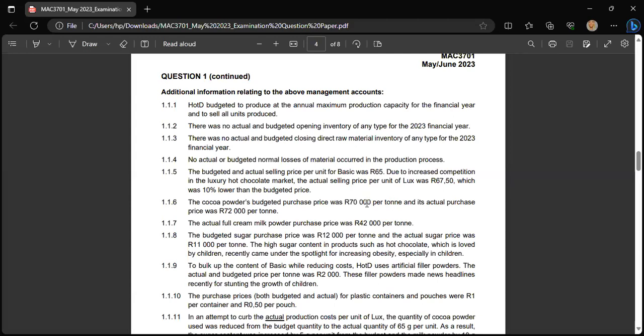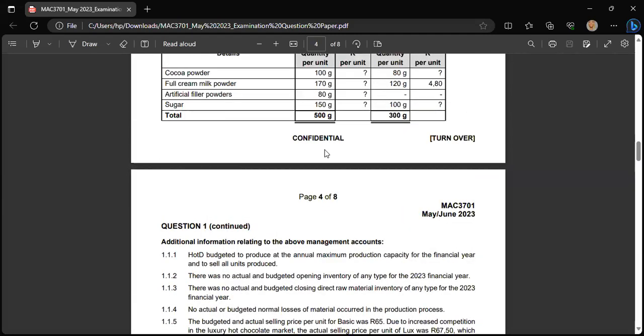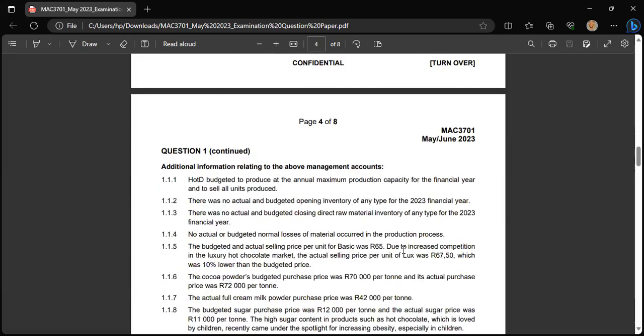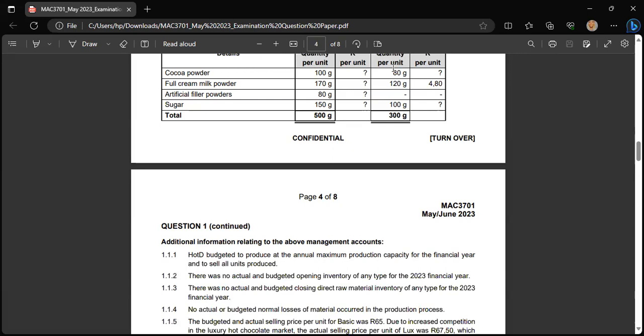Then just to recap, let's have a look and see how much per unit we have. So cocoa powder, in terms of basic, each unit has 100 grams, right? So we also want to convert this into kgs, to be uniform. So we say it's going to be 70,000, and then we are dealing with, again, 100 grams. So let's put that there on the Excel spreadsheet. So that is cocoa powder.